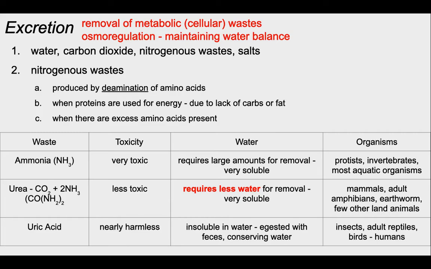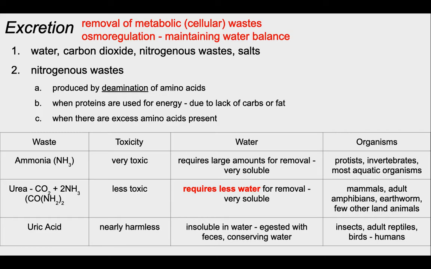So often what we see is that aquatic organisms are adapted to removing nitrogen waste in the form of ammonia. Things like protists, invertebrates, and some fish. Because they live in the water and typically have plenty of water available, they can excrete the ammonia with that water. Another form is urea. Urea is not as toxic as ammonia. It's less toxic, so it also requires less water to be removed. It's soluble in water.